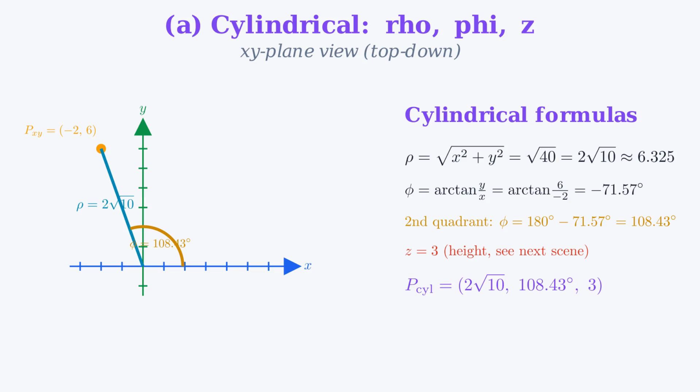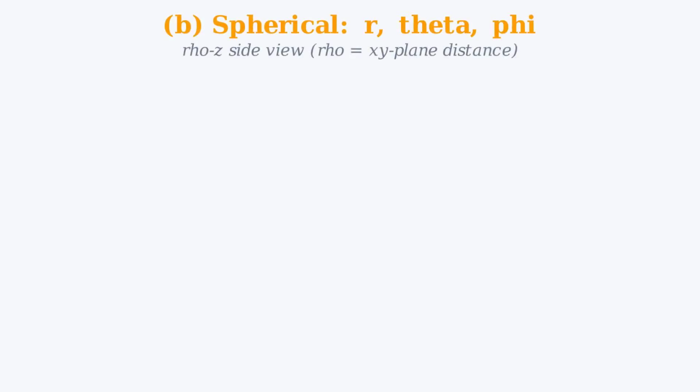z is still 3, so in cylindrical, P is ρ equals 2 root 10, phi equals 108.43 degrees, z equals 3. Now spherical. Again three values, r, theta, and phi.